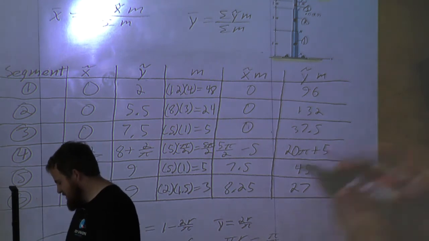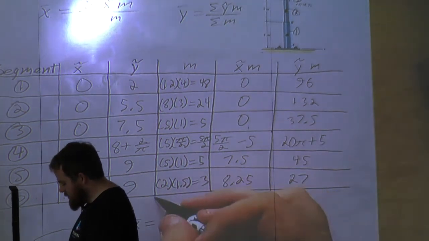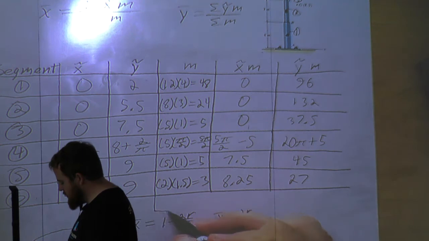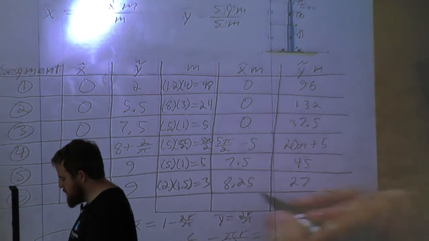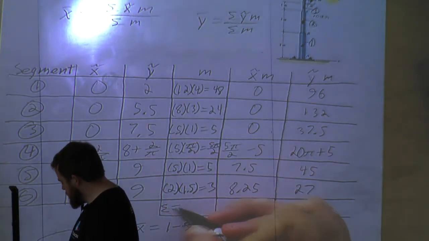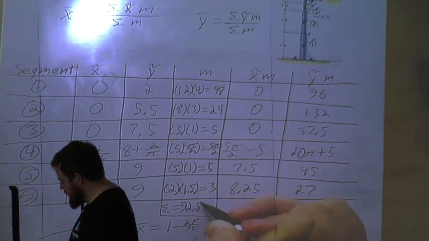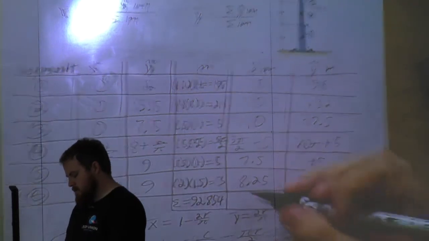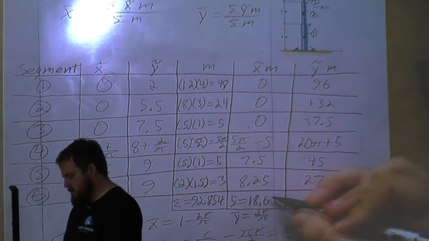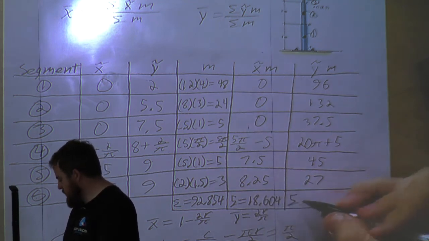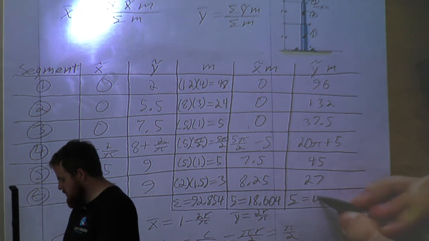That's nothing too difficult. Now to find the centroid, we need the sum of these 3 columns. We need the sum of xm, m, and ym. So the sum of this, 92.854. The sum of this is 18.604. And the sum of this is 405.332.